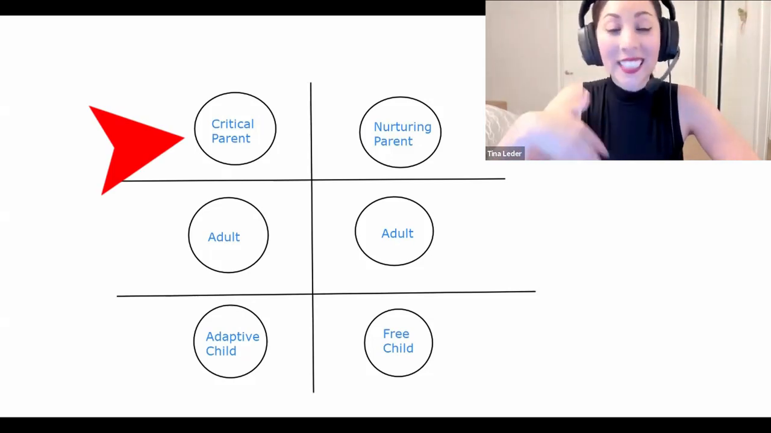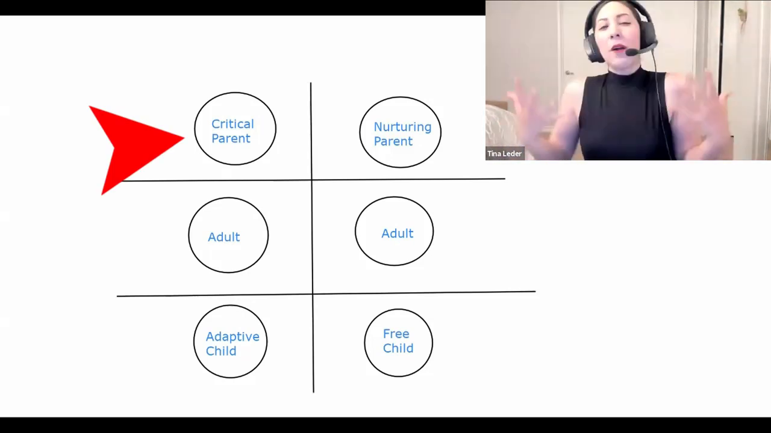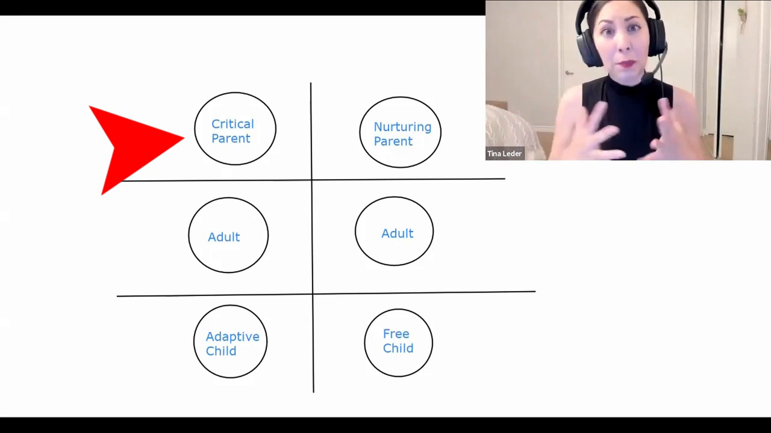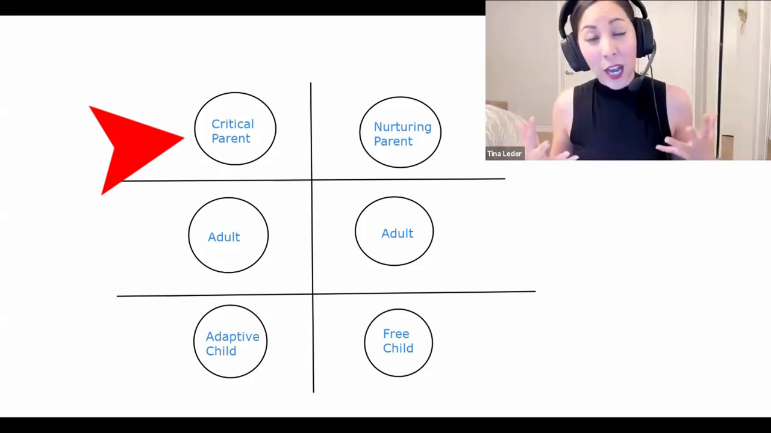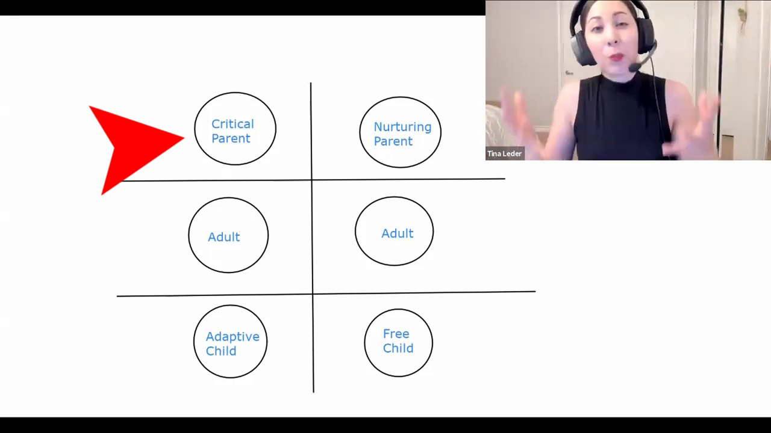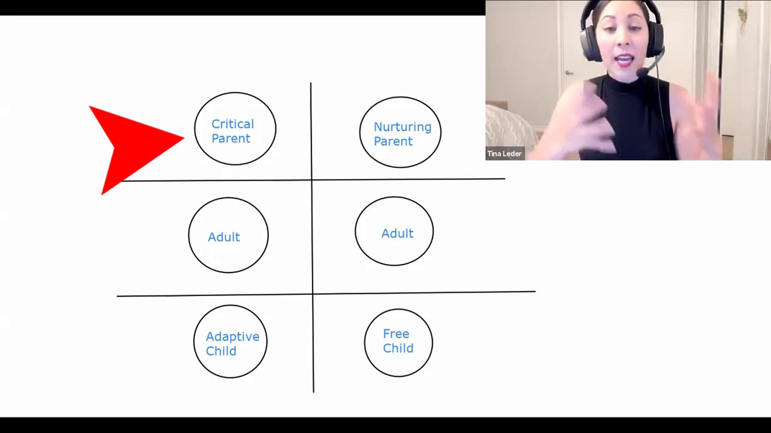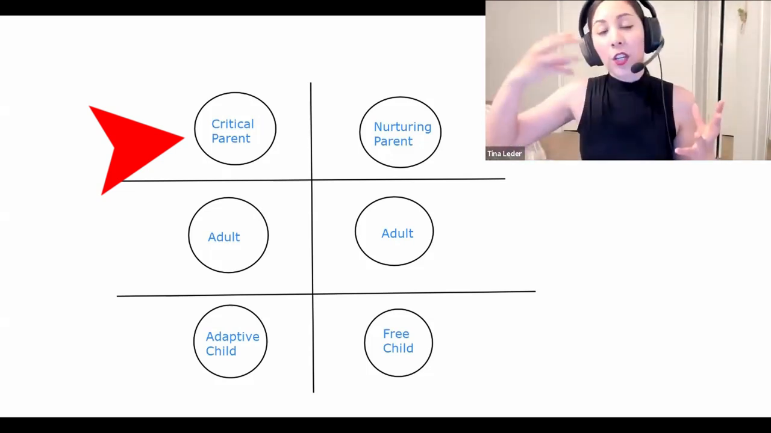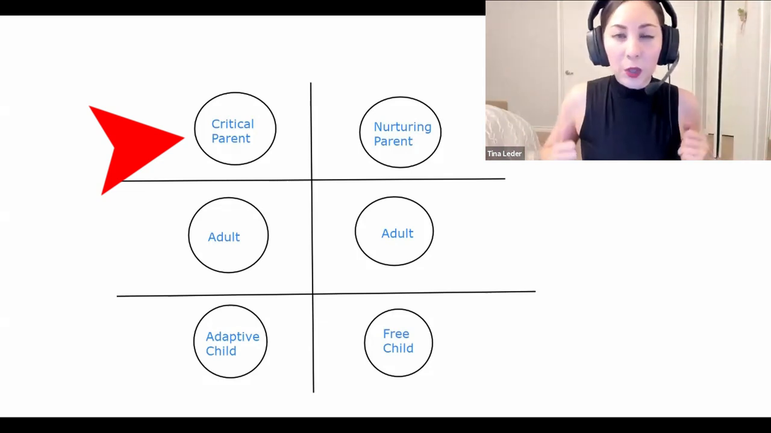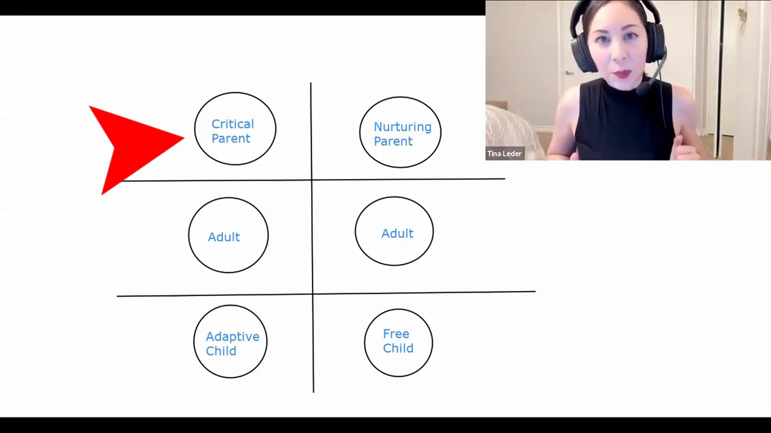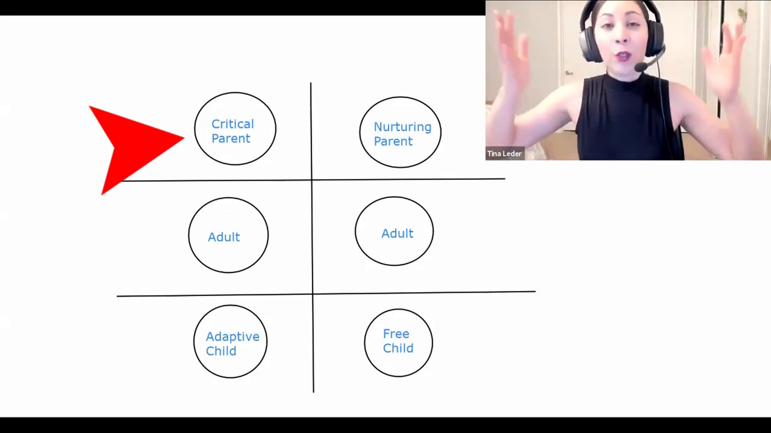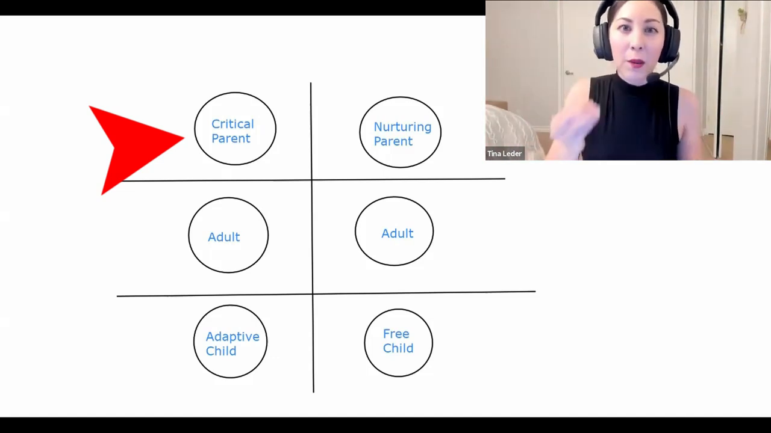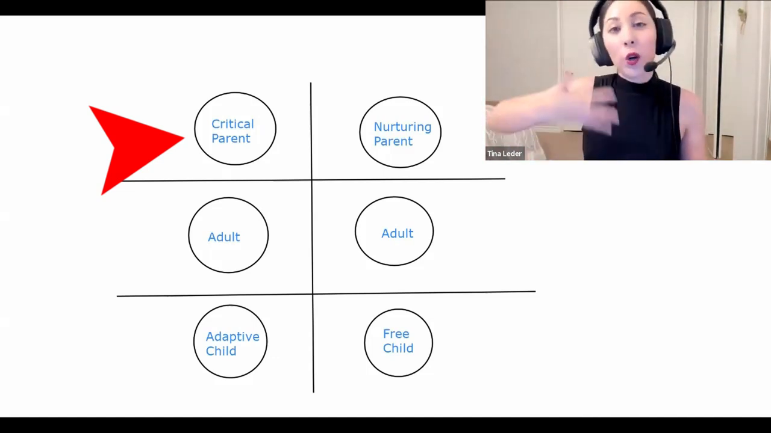The critical parent is what you would imagine as a parent that tends to be more controlling, but also the protector of the child. So they may be controlling because they want to protect the child, but either way, it could be a positive or negative. You're controlling, you're saying, this is what you need to do. This is how it has to be done. And this is how you're going to do it. So they're very much either critical or controlling.